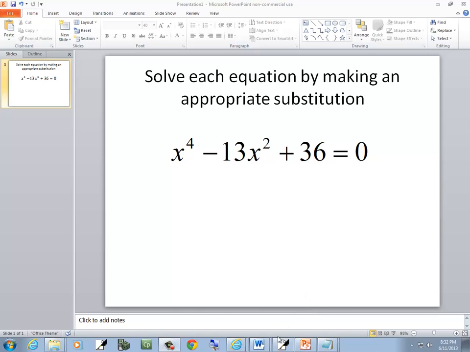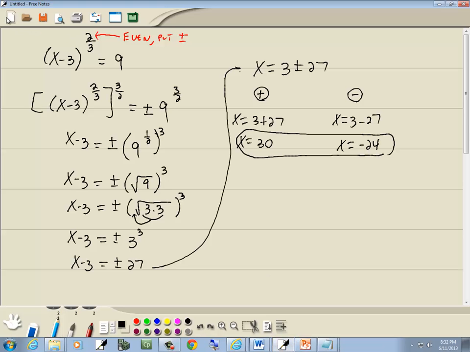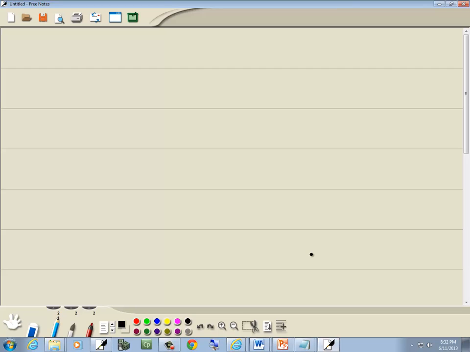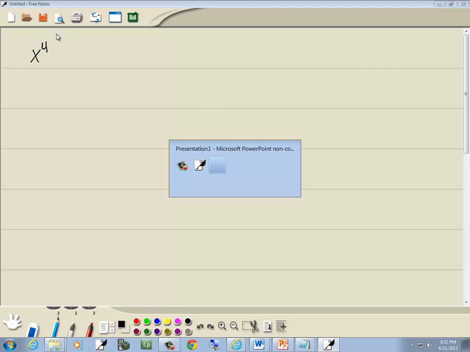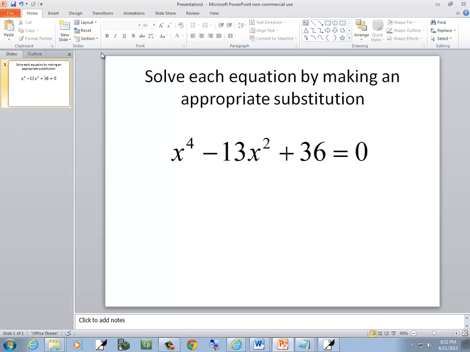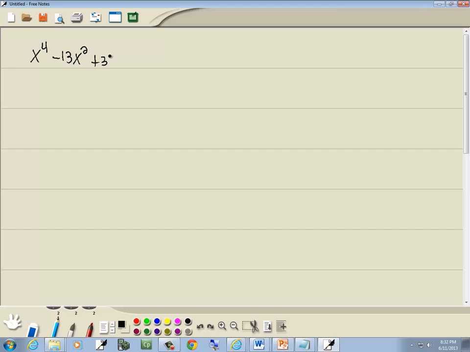Let's solve this equation using U substitution. There we go. And we got x to the fourth minus 13x squared plus 36 equal to 0.